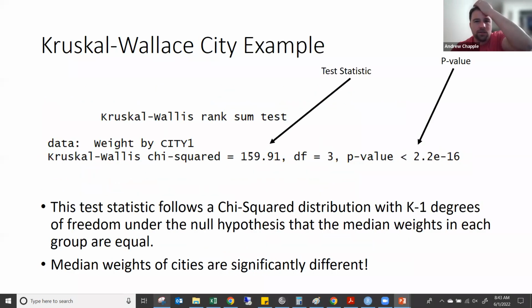Yep. So this is what the output would look like in R. You can see our test statistic is 159.91, and this is our p-value. Our p-value is really, really small. So again, our null is that there is no difference in median heights, and since we reject that null, we can assume that there is some statistical difference by height here. So the median weights are significantly different by city is our conclusion, based on this p-value being very small.